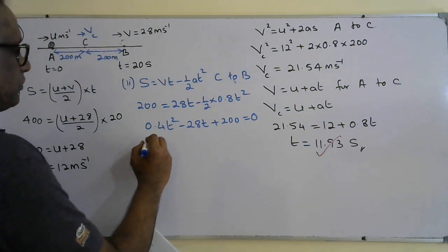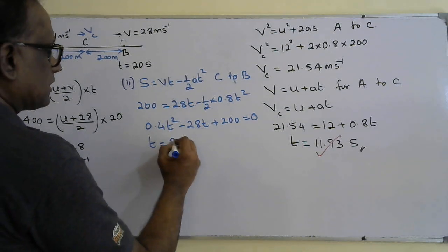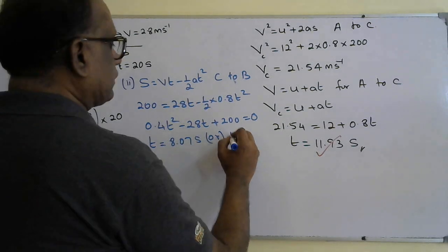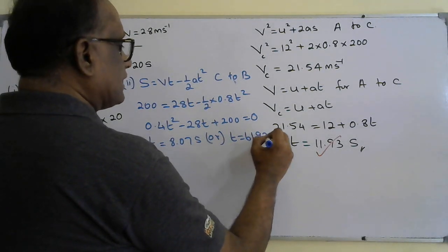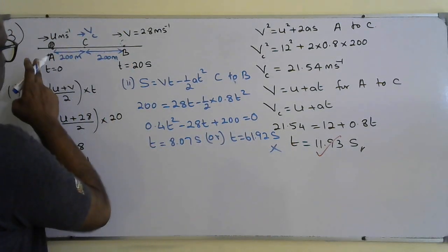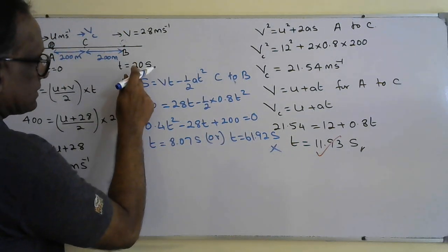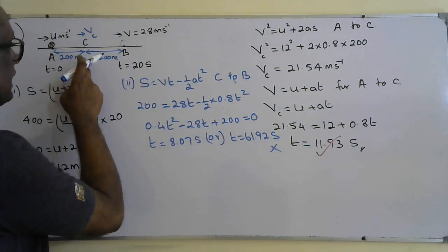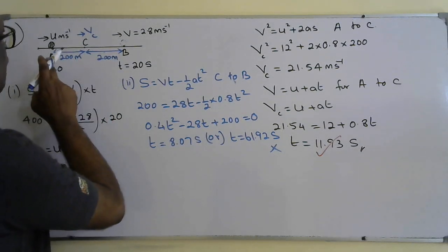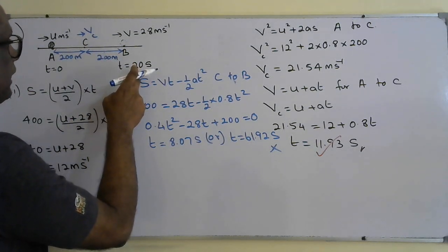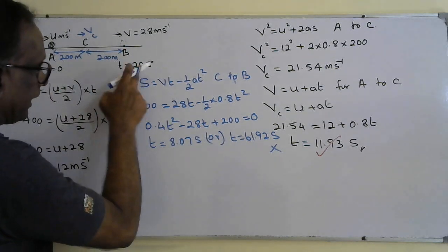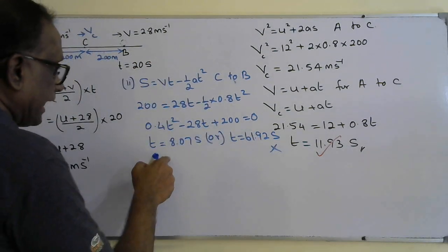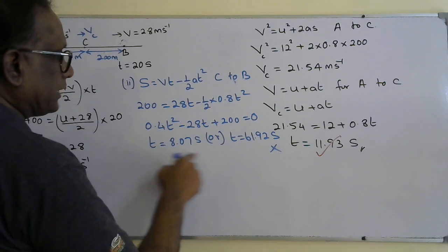You will get time t is equal to 8.07 or 61.92. Both are positive. Okay, 61.92 is not acceptable because the total time taken to travel from A to B is 20 seconds. But here 61.92 is greater than 20, so it can't be, because C is the midpoint of AB. The time taken to travel from midpoint to B should be smaller than 20. So the time taken to move from C to B is 8.07.